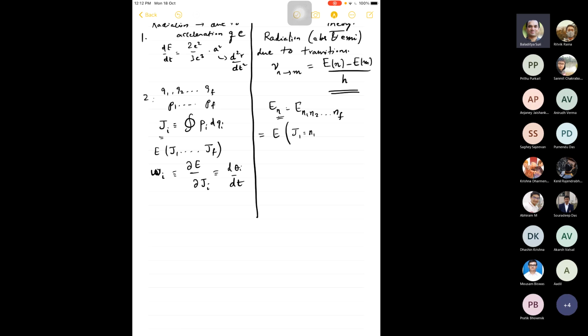J1 equal to n1 h, J2 equal to n2 h, and so on, Jf equal to nf h. So you take every J in the classical theory and you replace it by ni h. Ji equal to ni h is the Bohr quantum condition. Right? This is how you arrive at the quantized energy levels in the Bohr case.